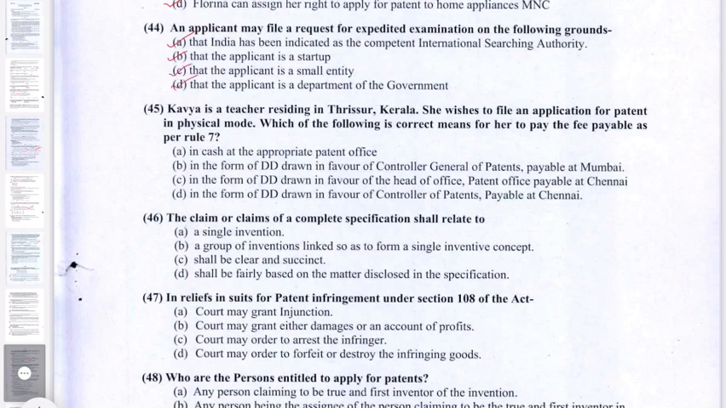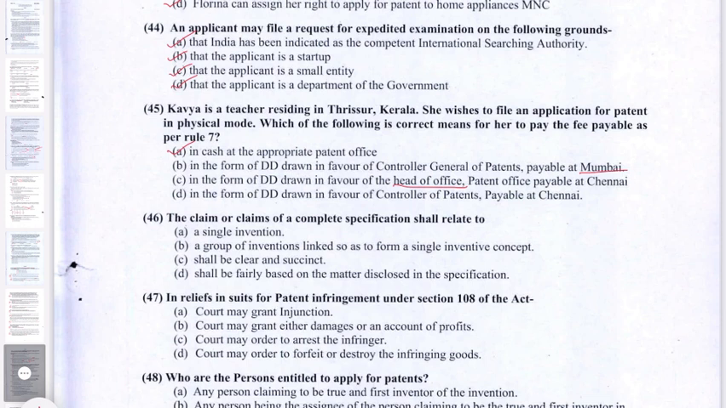Next question. Kavya is a teacher residing in Thrissur, Kerala. She wishes to file an application for patent in physical mode. Which of the following is correct means for her to pay the fees payable as per the Rule 7? In cash at the appropriate patent office, true; in the form of DD, drawn in favor of Controller General of Patent payable at Mumbai; in the form of DD, drawn in favor of the Head Office of Patent Office payable at Chennai; in the form of DD, drawn in favor of Controller of Patent payable at Chennai. So option A and D are correct.